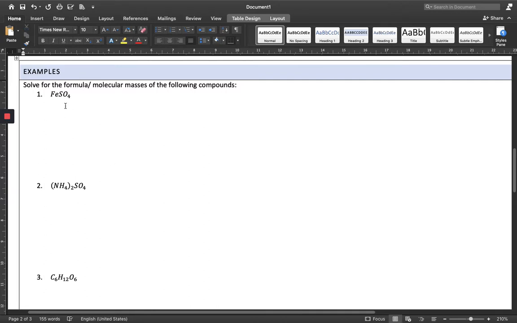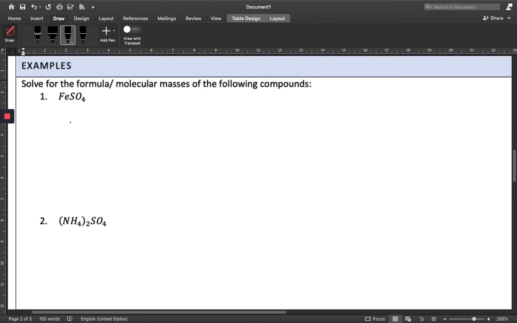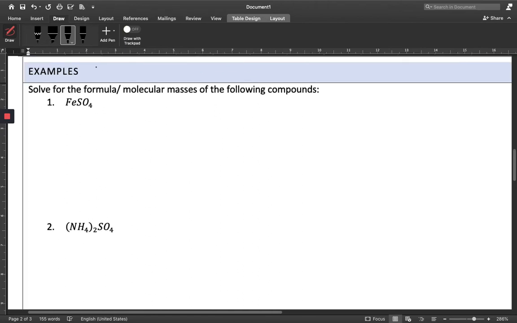So for example, you have iron 2 sulfate. So the first thing that we have to do is identify what elements are present or are involved in the compound. And then after that one, we are going to use the periodic table to determine their atomic masses. And then after that, we are going to multiply it with the number of atoms and get the total for each element. Okay, get the total of all atomic masses.